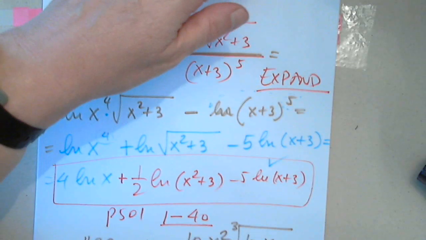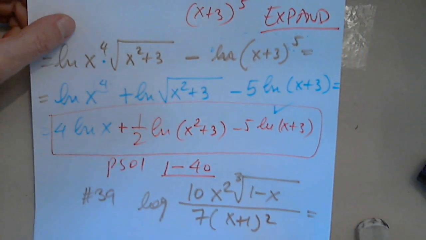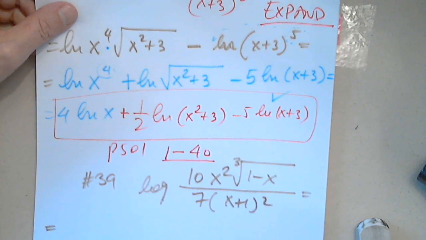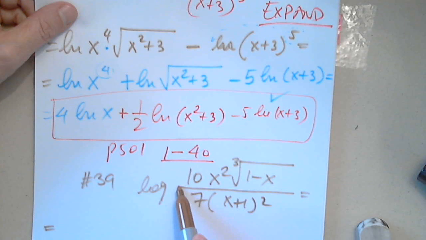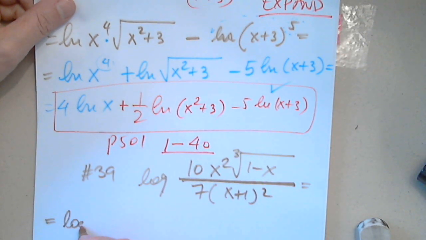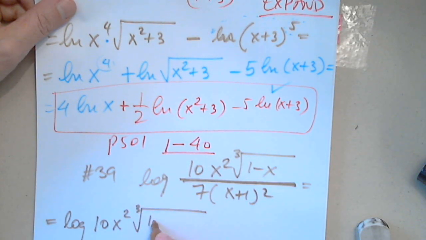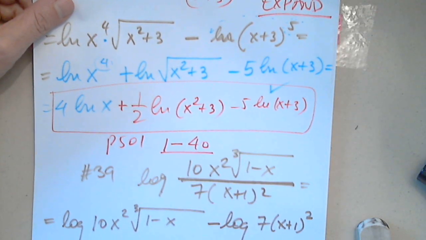Okay, where is the starting point? What do I have to do first? Or which rule do I apply? Difference rule. Very good, because I have the quotient. So then I have common log of 10x squared, the cube root of 1 minus x, and minus log 7x plus 1 squared.